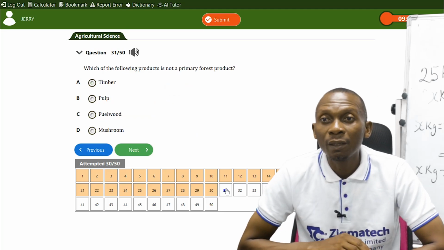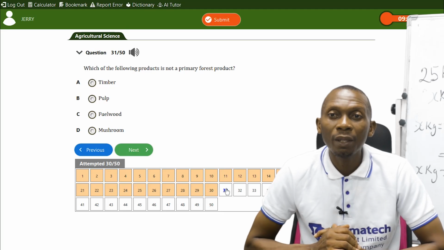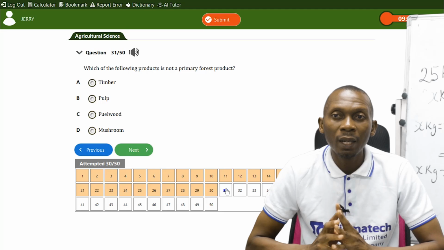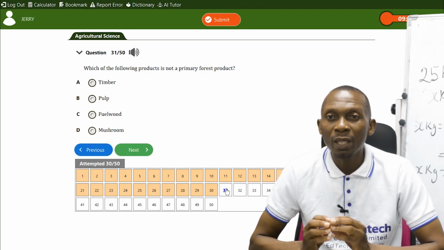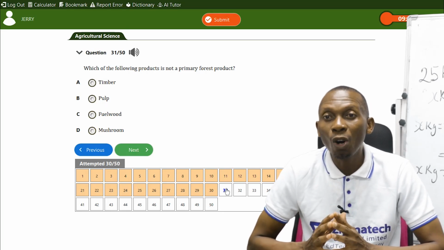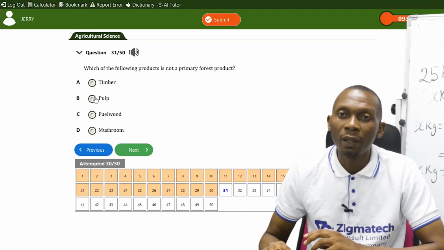Which of the following products is not a primary forest product? Now we have timber, we have pulp, we have fuel wood, we have mushrooms. We're looking at primary. Primary products are products that are gotten directly from the forest. So timber, fuel wood, and mushroom are primary products. Well, pulp is processed, so it's not a primary product. So the answer is pulp, the secondary product.